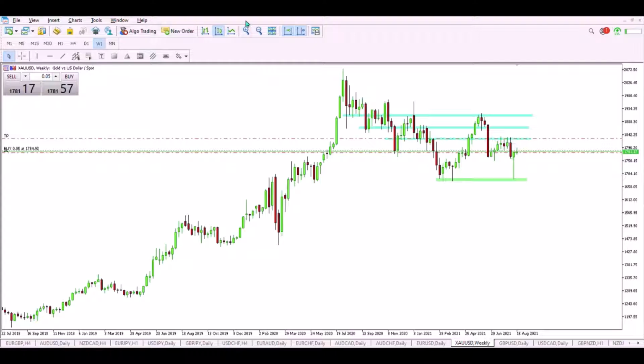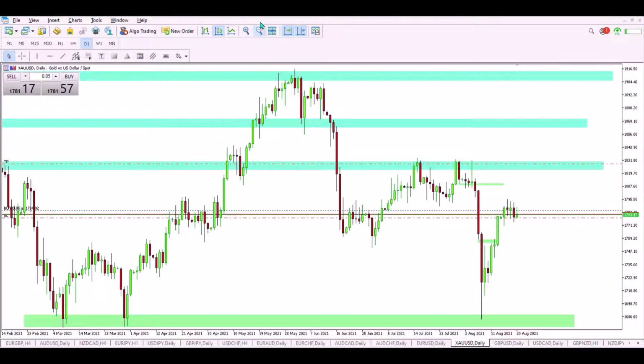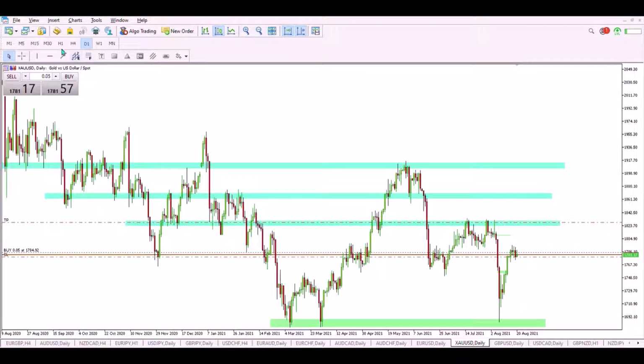Now let's take a closer look at the daily chart and see what we have there. Let's draw the last trend lines. In this case I will match the bodies of the candles, and as you can see, after our analysis for the pullback to the upside, we stopped at this resistance area.